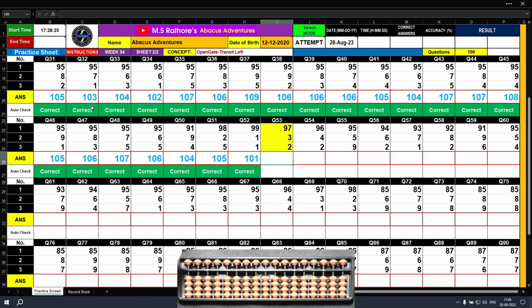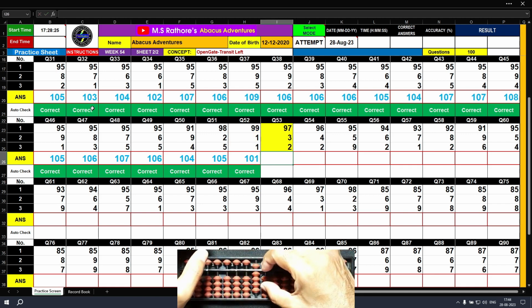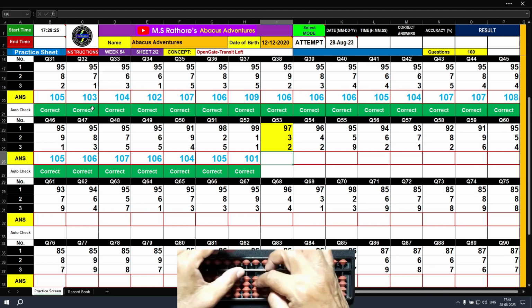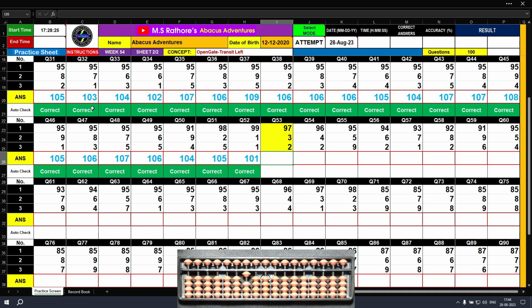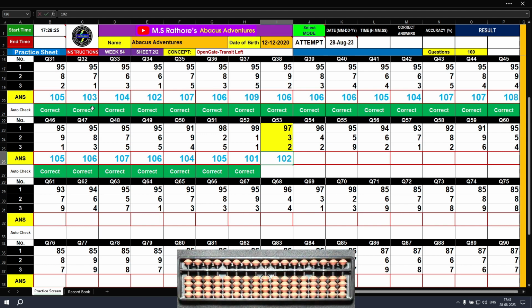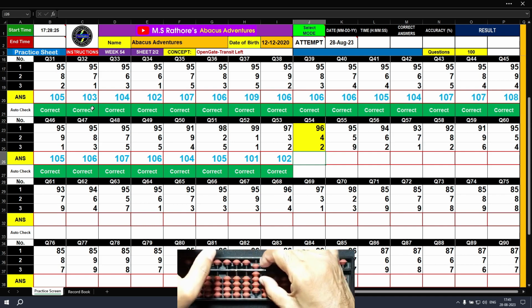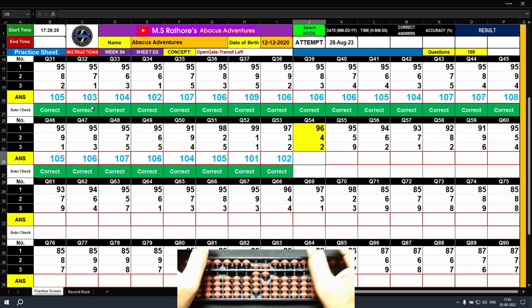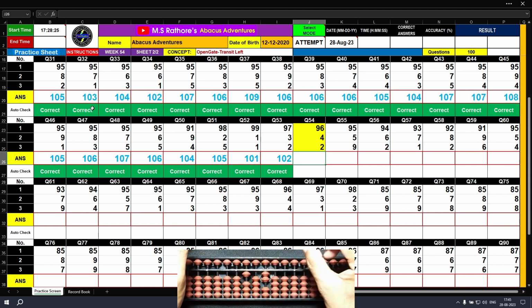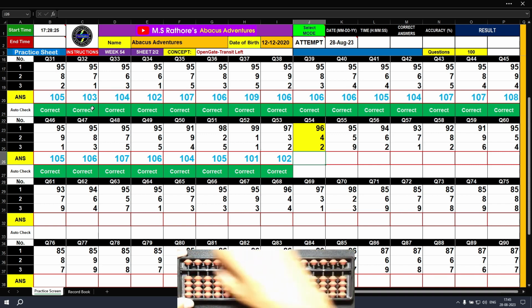Question number 53. Plus 90, plus 7, it's 97. Plus 3 equals minus 7. Plus 10, the answer is 100. Plus 2, oops, it's 102. Question number 54. Plus 90, plus 6, plus 4 equals plus 2. The answer is 102.